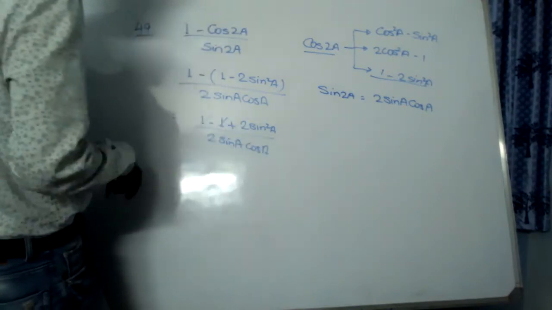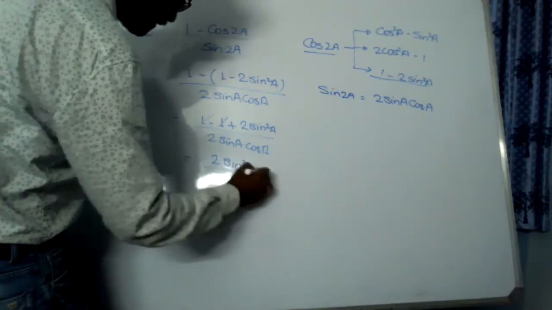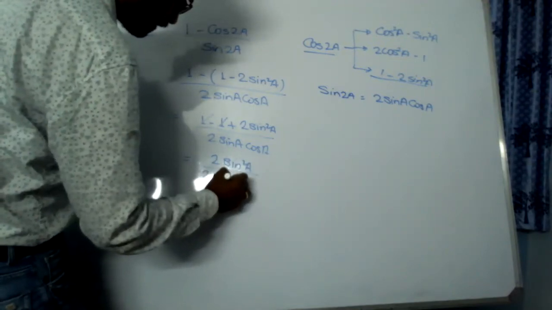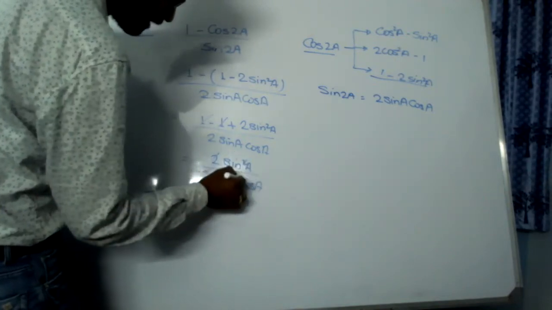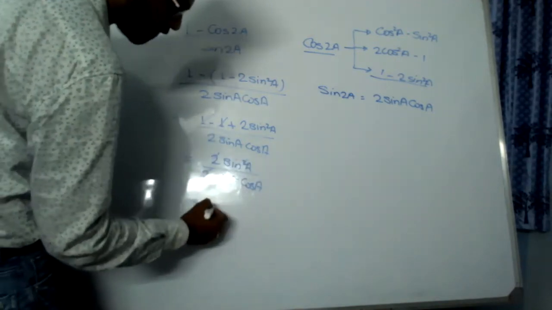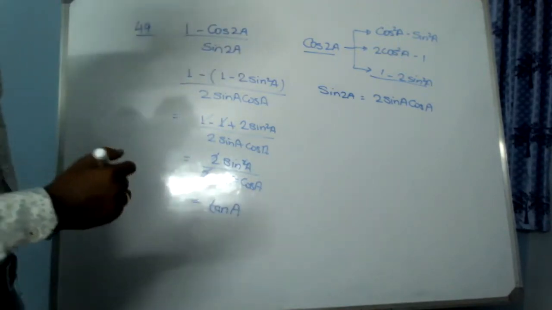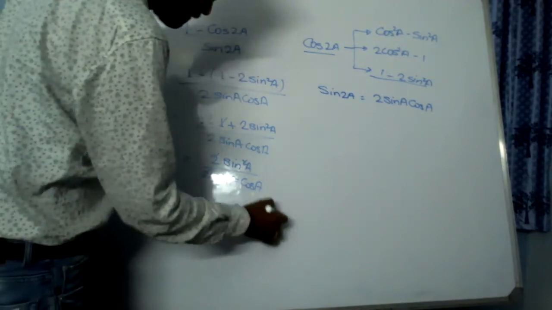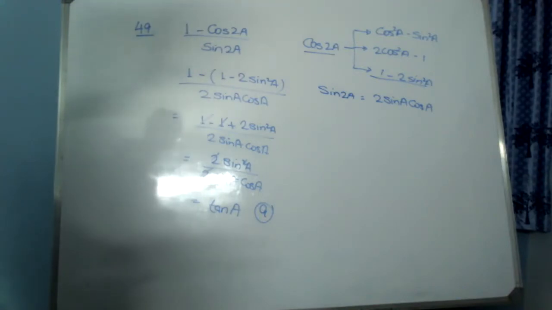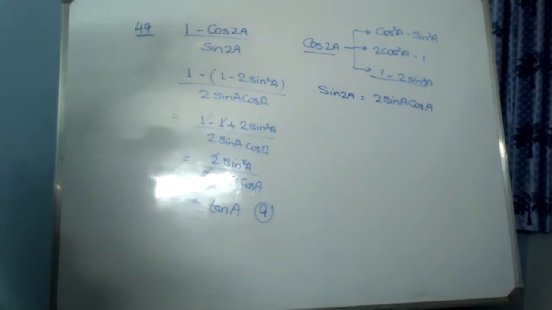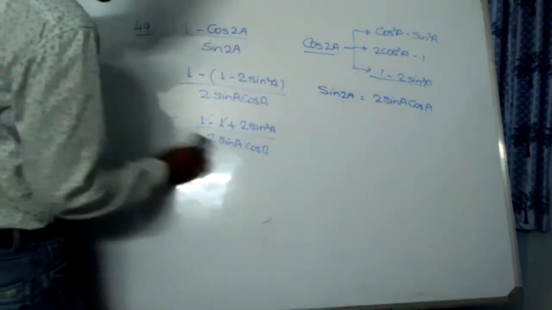Here 1 and 1 will get cancelled. What will you get here? 2 sine square a divided by 2 sine a cos a. 2 and 2 will get cancelled. Square will get cancelled with one of the sines. What you get? Sine a by cos a, which is tan a. If I look at your options, tan a is option number A. So the first option is your right option. Now using the same formula, you can even do the 50th question also. So these two formulas, I'll ask you to note down and keep in your mind.